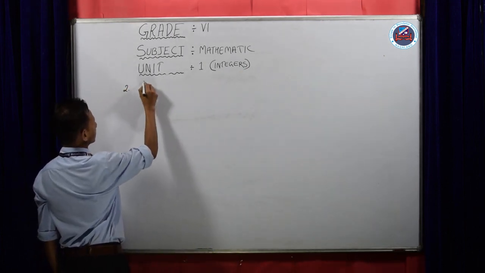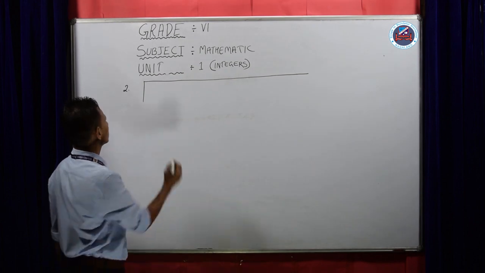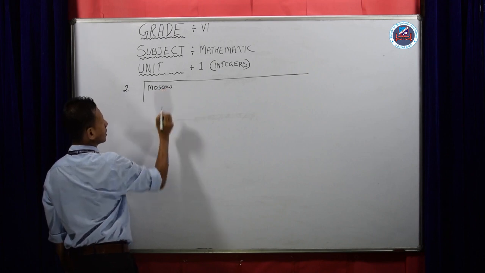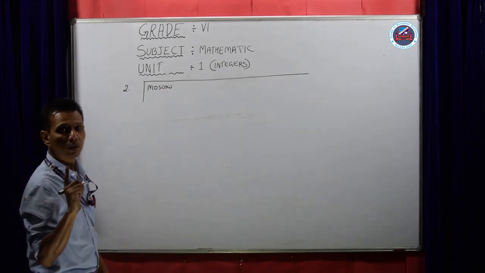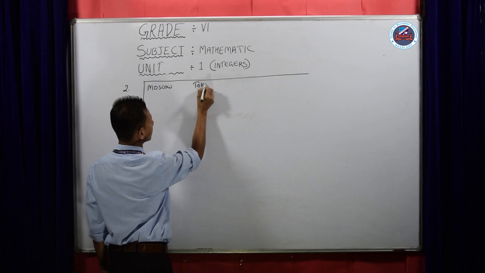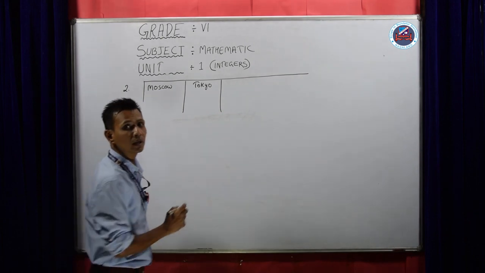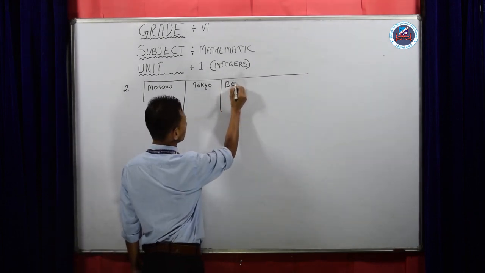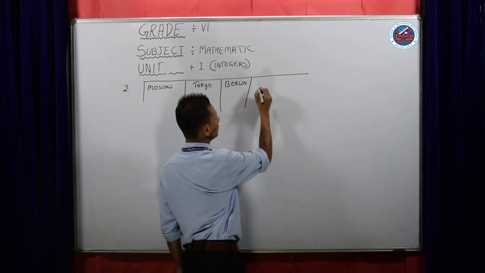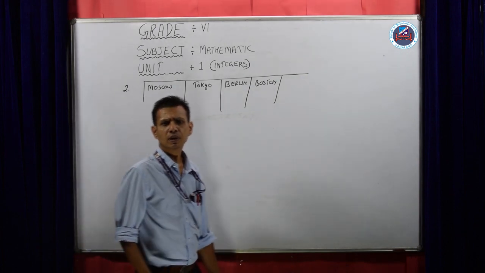Your question number 2 is talking about temperature. First you have Moscow, second you have Tokyo. You can check from your textbook, it's there in your textbook. Next you have Berlin, and next you have Boston. And last, final box, you have Melbourne.